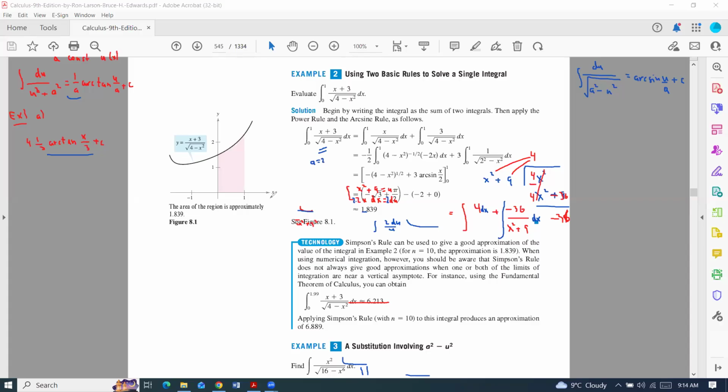I think it's a good practice. If you want, I can, of course, do it for you next time. But I guess it's all in front of you. But it's a good idea to do the substitution for practice, just like we did in the previous example.